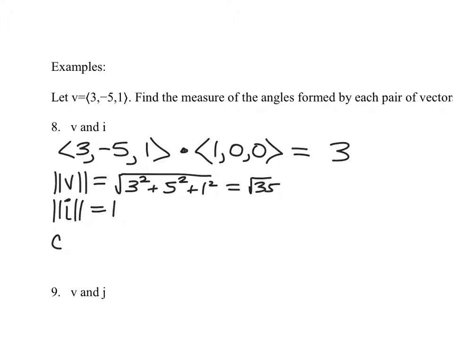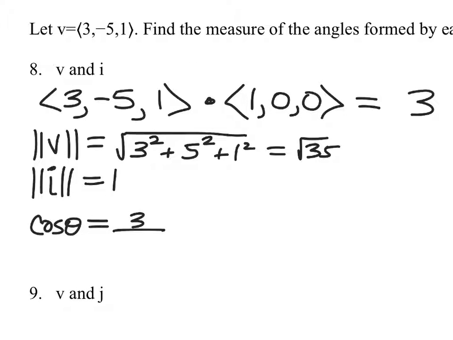All right, so we're getting cosine of theta is equal to the dot product over the magnitudes multiplied, which is 1 times the magnitude of V, which is going to be the square root of 35. So in our calculators, we're typing in theta. Well, it's going to be an approximate value, but inverse cosine of 3 divided by root 35.